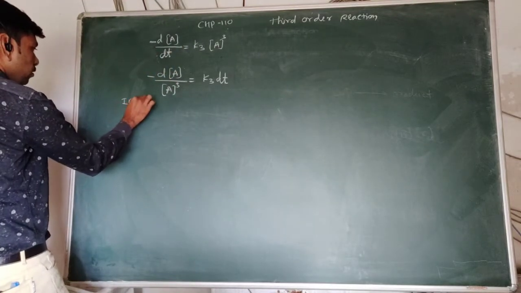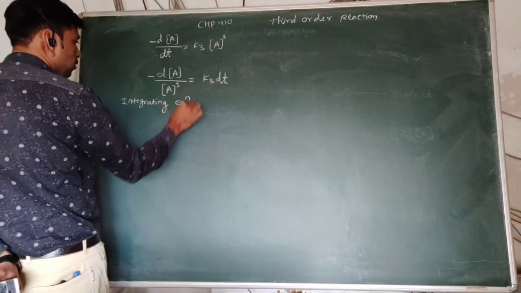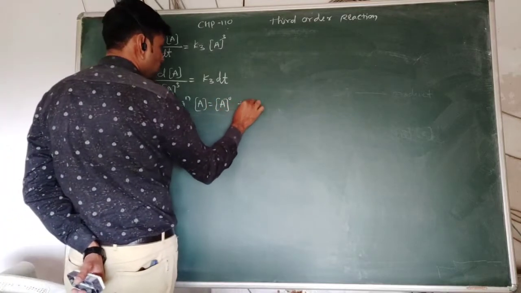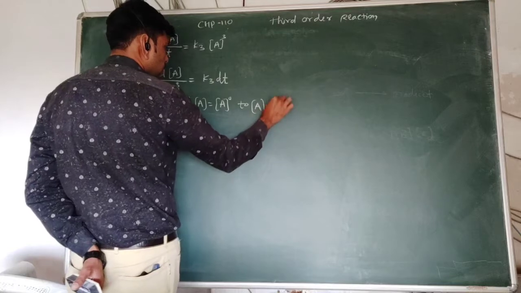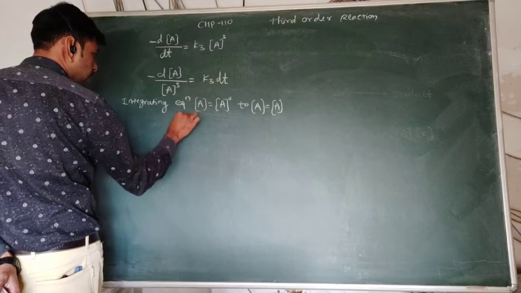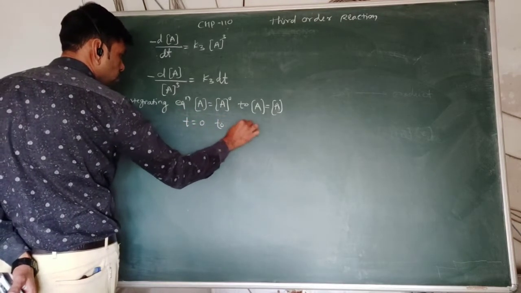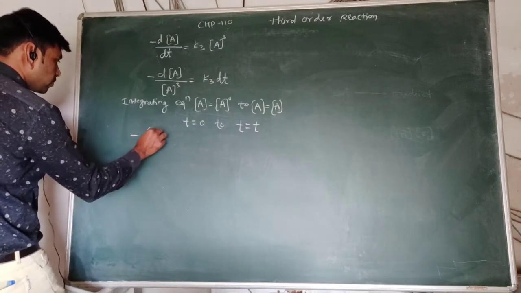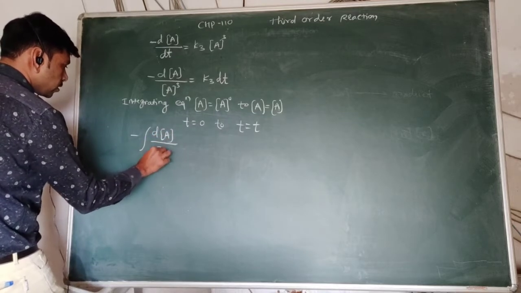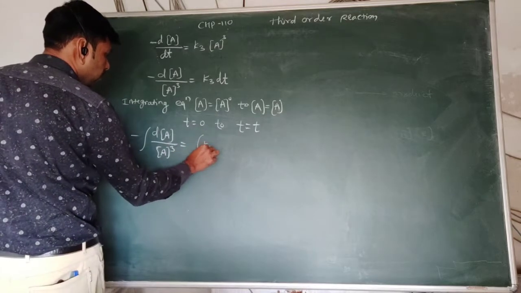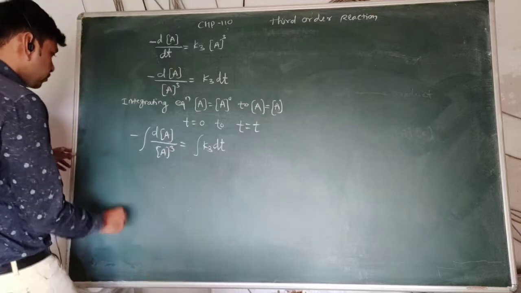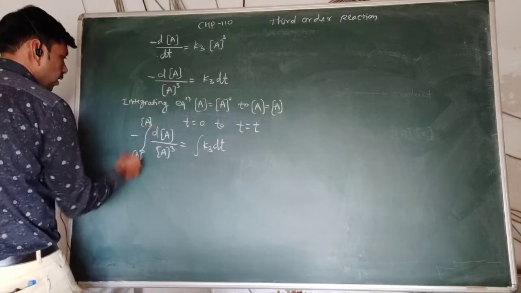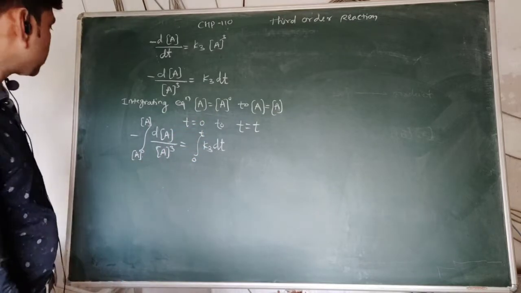Integrating this equation between the limits, from A equals A0, the initial concentration, to A equals the concentration of A, for time t equals 0 to t equals t. So minus d concentration of A by concentration of A cube equals the integration of K3 into dt, from limits A0 to A and from 0 to t.